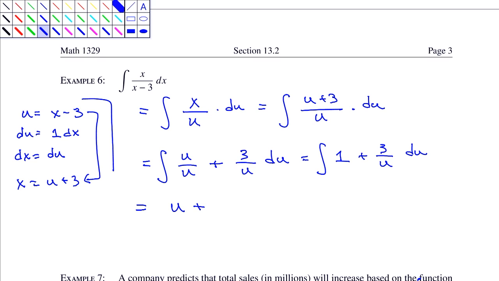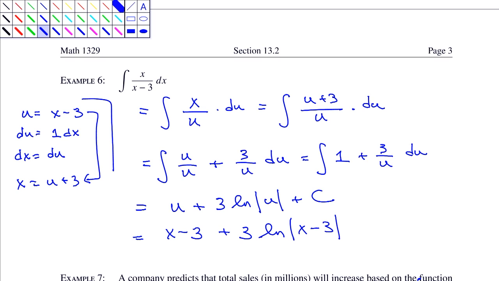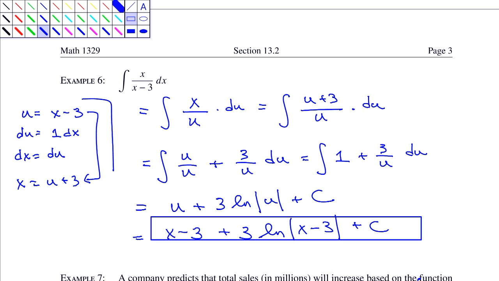Plus, what's the integral of 3 over u? That's your old friend, 3 natural log absolute value of u plus c. And then back substitute. So it's x minus 3 plus 3 times the natural log of the absolute value of x minus 3 plus c. Look at that. That's pretty good. I'll leave it.